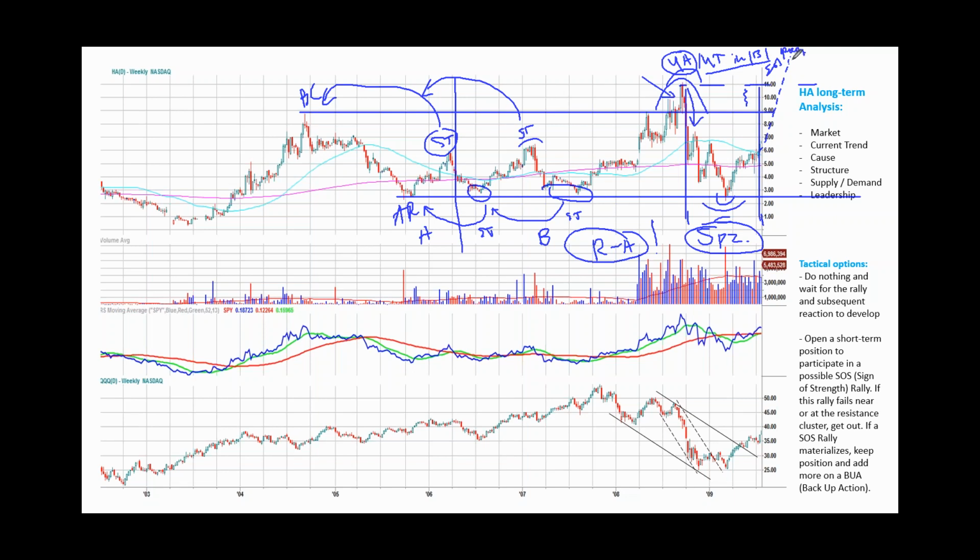And after that, we should see some kind of a backing up action that doesn't take it into the trading range, or doesn't take it very far into the trading range if it does go into the trading range. Okay, so backing up action could use the whole resistance cluster right here, and then we need to see some kind of continuation. This could be also a good point of entry.